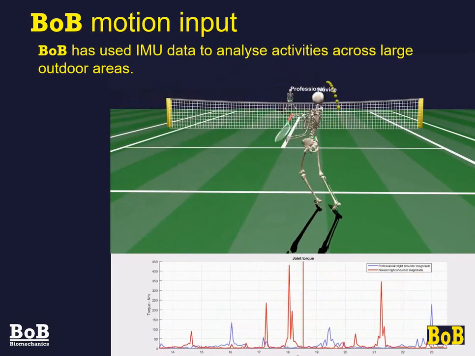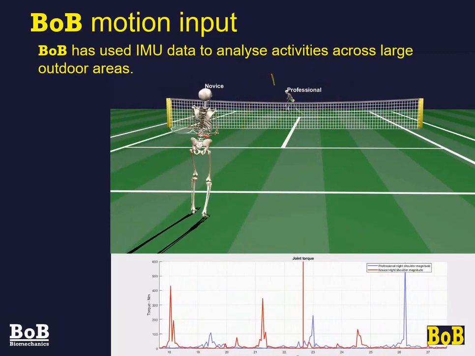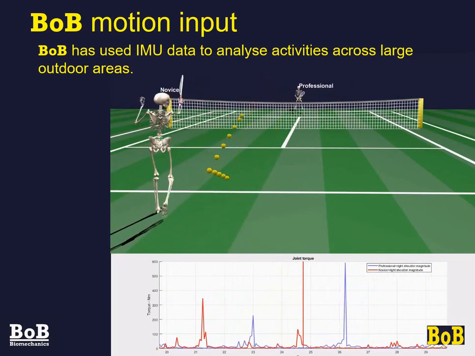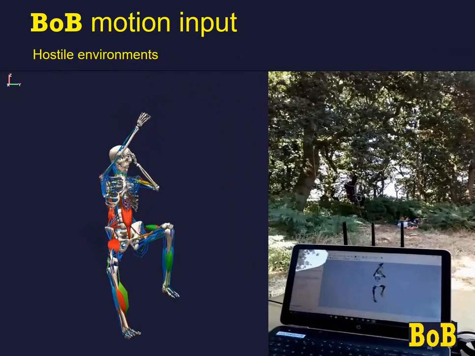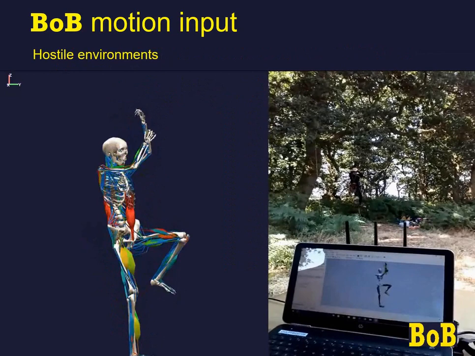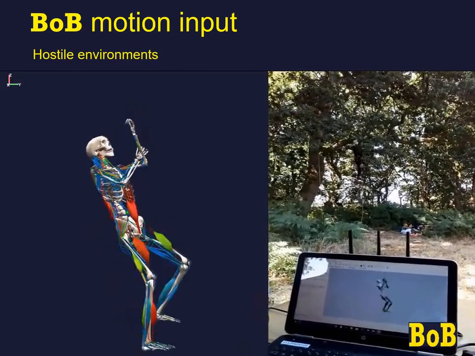This animation shows the results of a study comparing the shoulder torques developed by professional and novice tennis players. We can also move out into hostile environments. This is some work that we did with motion capture up a tree.